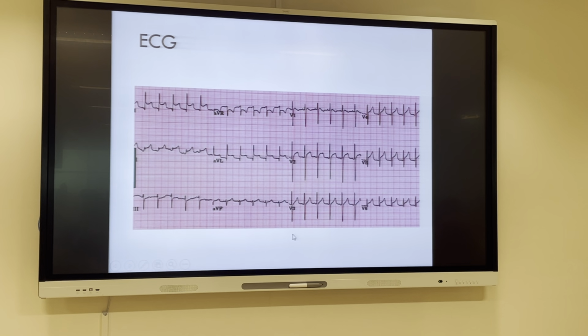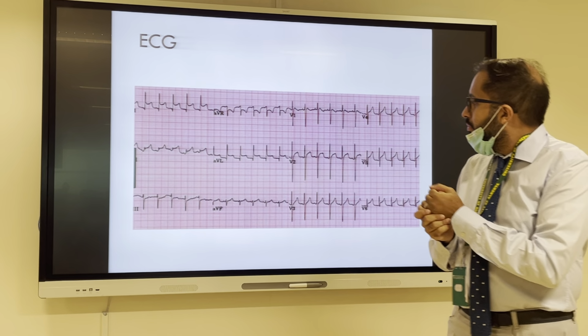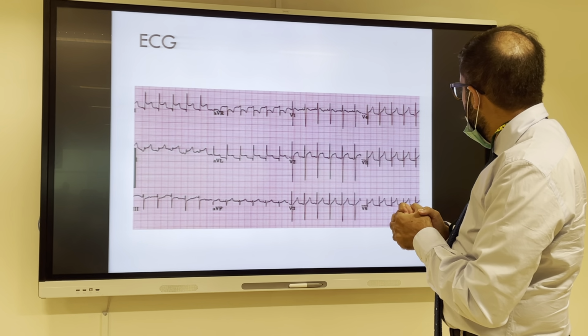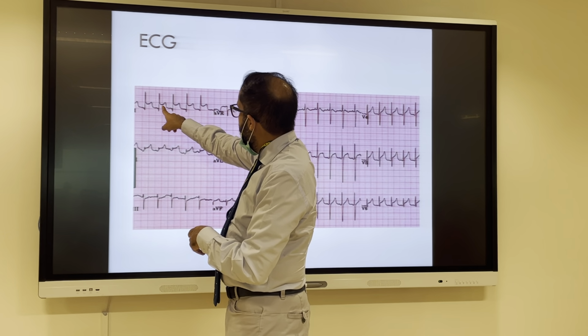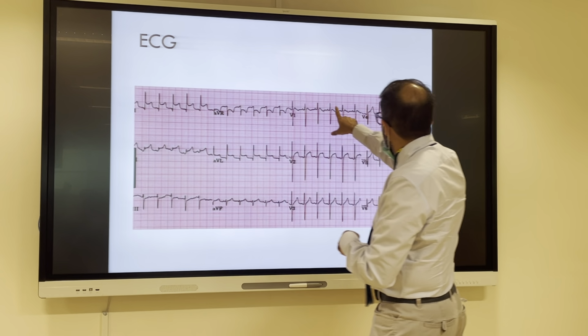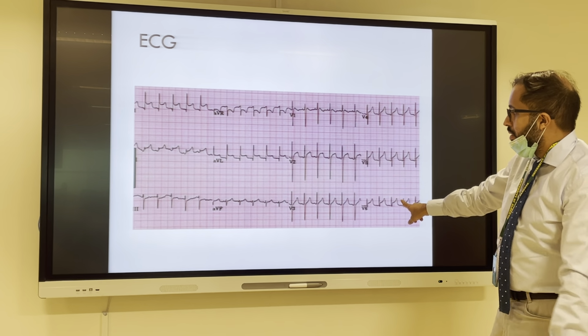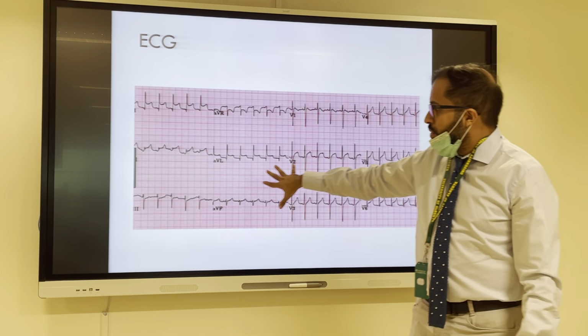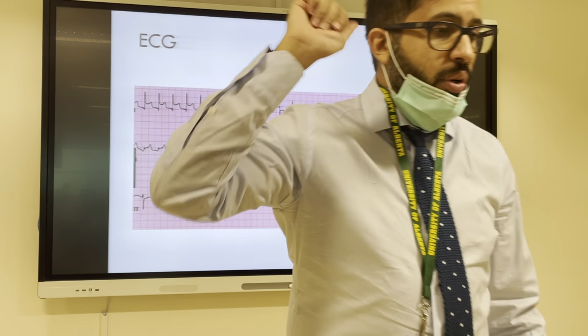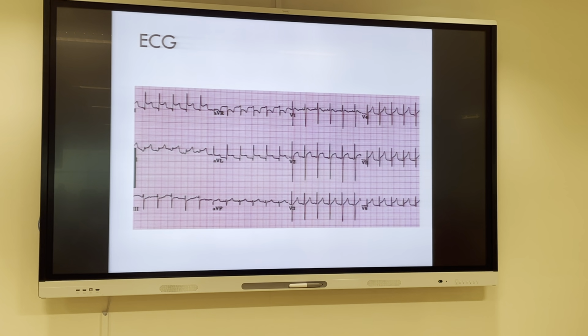Okay, so we look at this ECG. What is this? ST elevation, ST elevation, ST elevation, all diffuse ST elevations. And you can see some PR depression here. So what's the diagnosis here? First of all, what's the rate? Yeah. What is more than 140? Okay, so how to calculate the rate?